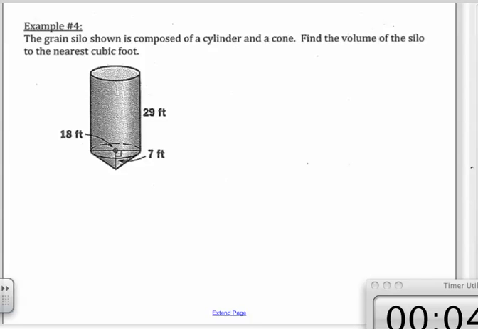All right, you guys, example number 4. It says the grain silo shown is composed of a cylinder and a cone. Find the volume of the silo to the nearest cubic foot.